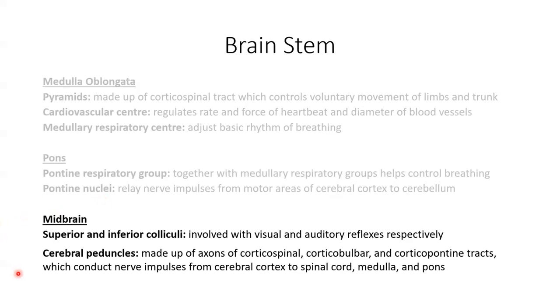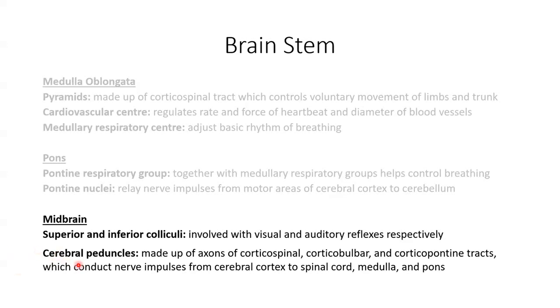The most superior section of our brainstem was the midbrain. We had those 4 rounded elevations, our superior and our inferior colliculi. Our superior colliculi are nuclei involved with visual reflexes. The inferior colliculi are nuclei involved with auditory reflexes.